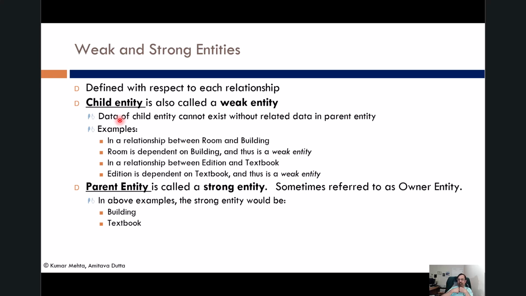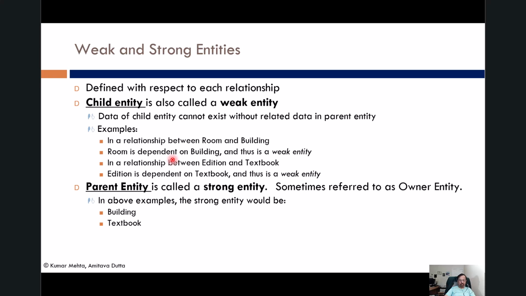Once I know that, let's focus on the one-to-many relationship. Once you have a parent-child relationship, a child entity is also called a weak entity because the child cannot exist without related data in the parent. So when you have a parent-child relationship, the child cannot exist without a related entry in the parent. And the parent entity is called the strong entity. So what would be an example?